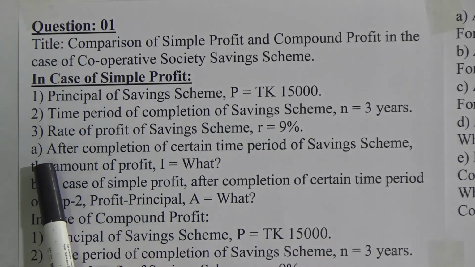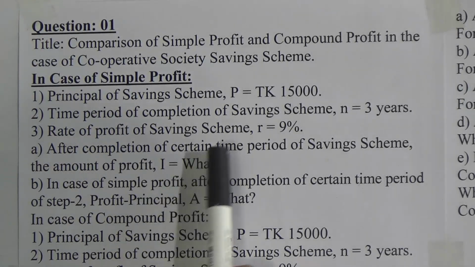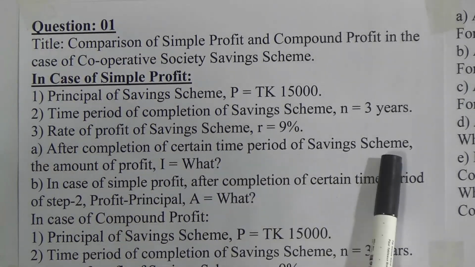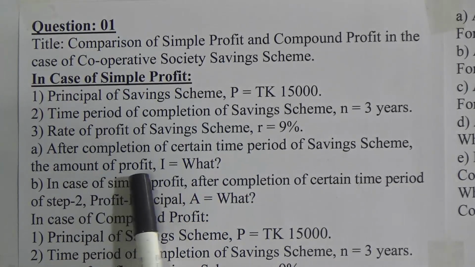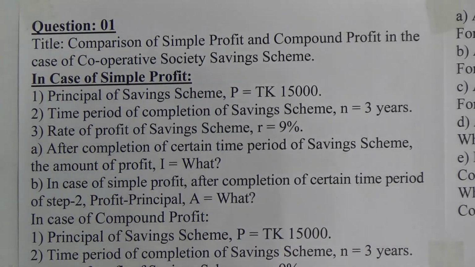First question: after completion of certain time period of savings scheme, the amount of profit is equal to what? It means that when the 3 years will be completed, then what will be the simple profit of that savings scheme? We have to determine that.